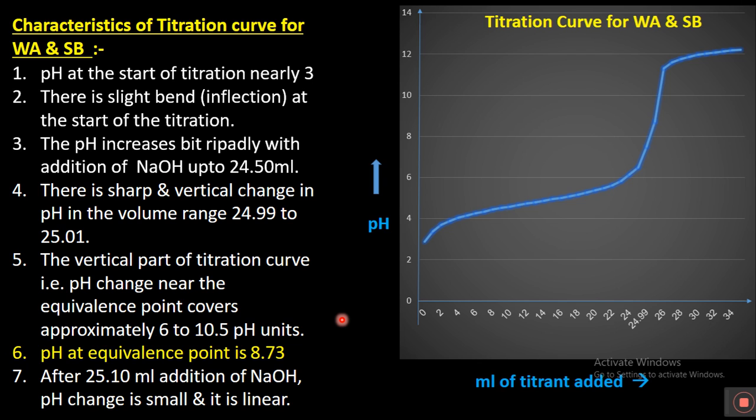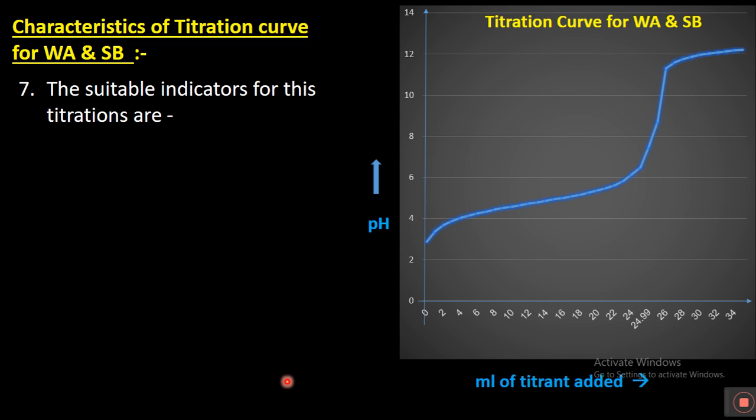Now next, after 25.10 mL addition of NaOH, the pH change is small and it is linear. In this region, after 25 mL addition of NaOH, the pH change is small and linear.